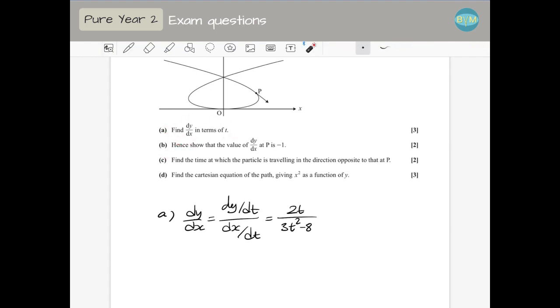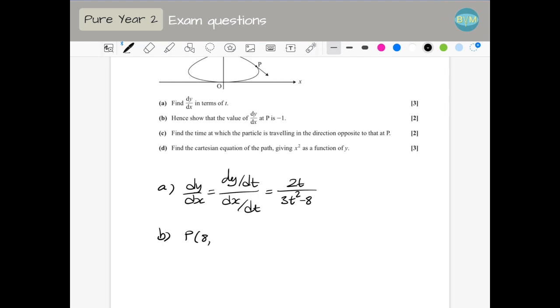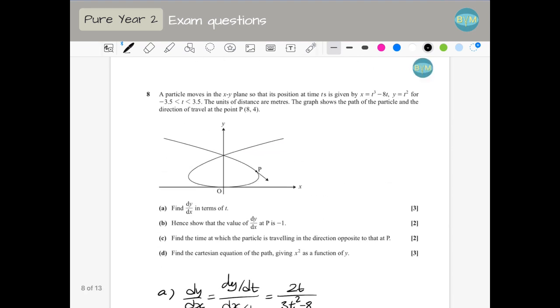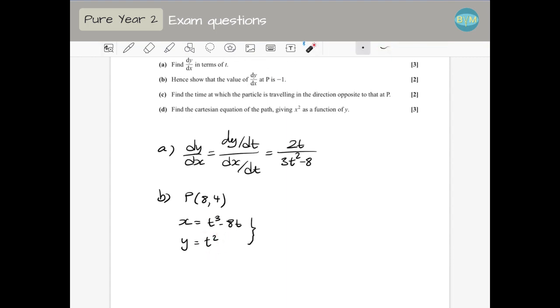Part b: using this information, show that the value of dy by dx at P is minus 1. So we have to substitute the point into this expression. For the point, we know the coordinates, but we don't know the parameter, and we need the parameter to find dy by dx. So we are going to find the parameter at point P, which is (8, 4). We know x is t cubed minus 8t, and y is t squared. I think y is easier, so I'm going to substitute y equals 4 and find t. So 4 equals t squared, which means t is plus or minus 2.